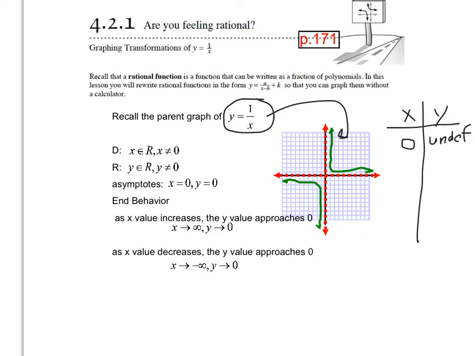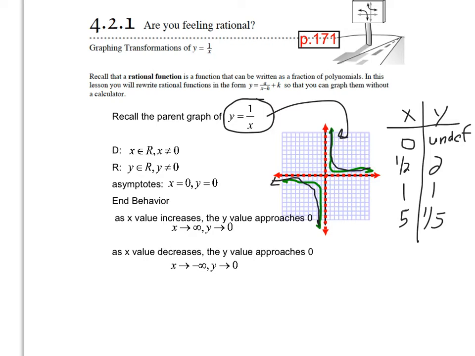If x is 1/2, then 1 over 1/2 is 2. If x is 1, 1 over 1 is 1. If x is 5, 1 over 5 is 1/5. So you get this hyperbolic type shape, or this half of a hyperbola here in green. You'd get a similar graph if you were to choose x being less than 0.